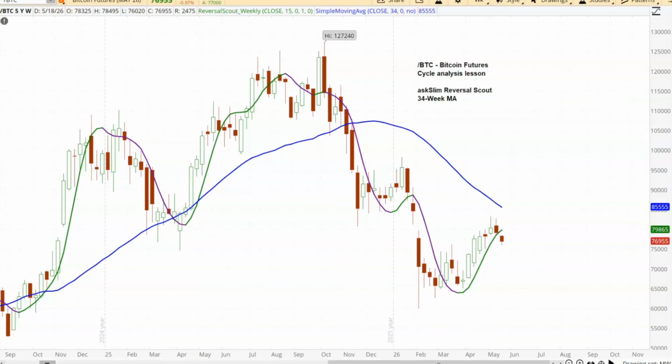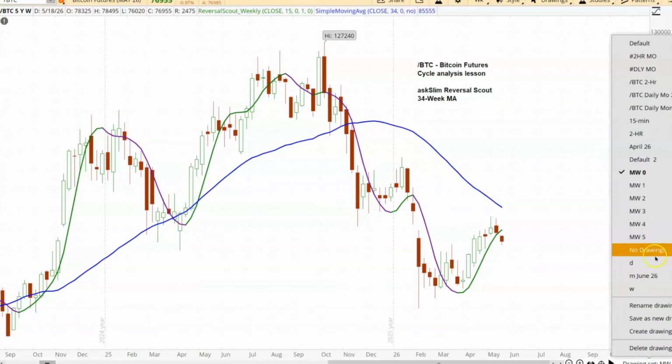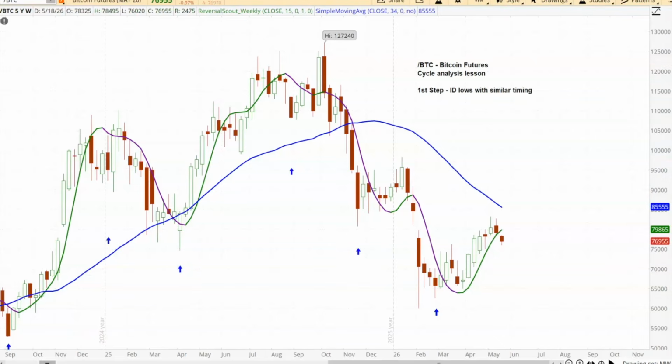So the first thing I'm going to look for is the repeated timing that I'm looking for. So you see these blue arrows that popped into here, and these are where I see significant lows. That's the key where you start out, is you're looking for the troughs, because cycle analysis is looking at wavelengths or waves from low to low.